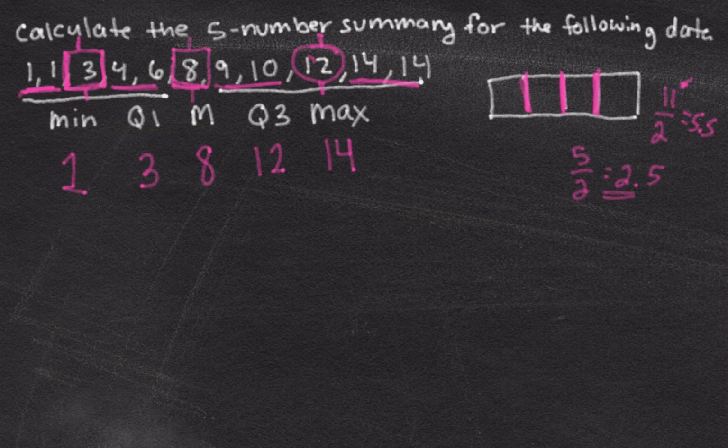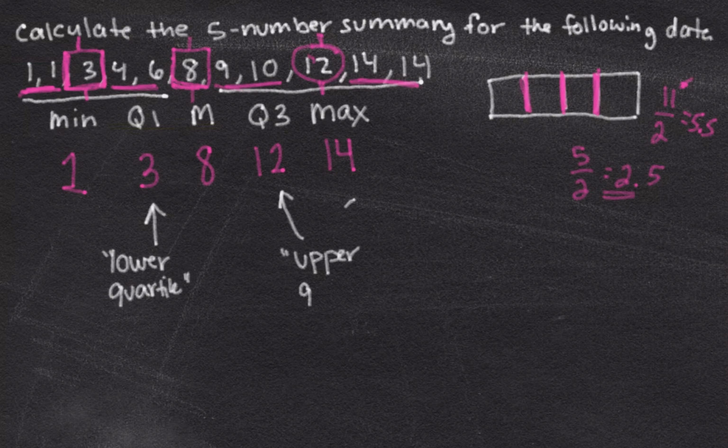All right, so this would be our 5-number summary. The minimum of the data is 1. Q1 is 3. Sometimes you'll also see this called, instead of Q1, the lower quartile. And then for Q3, sometimes you'll see that referred to as the upper quartile. So just so you know, those are synonyms. Q1 is synonymous with lower quartile. Q3 is synonymous with upper quartile.